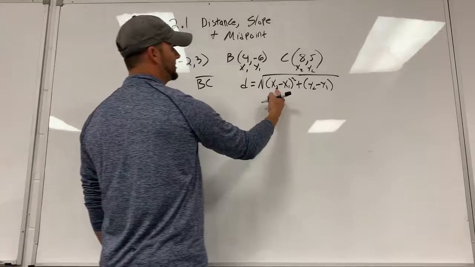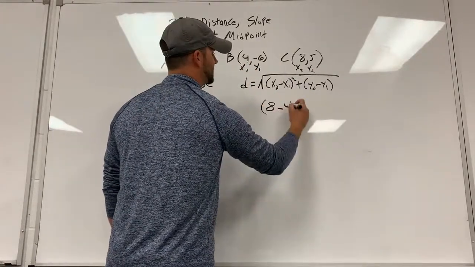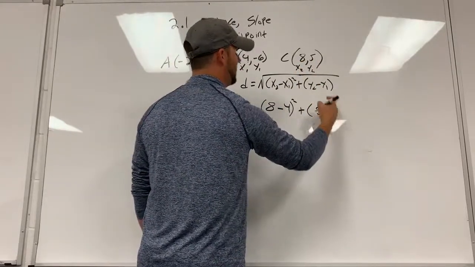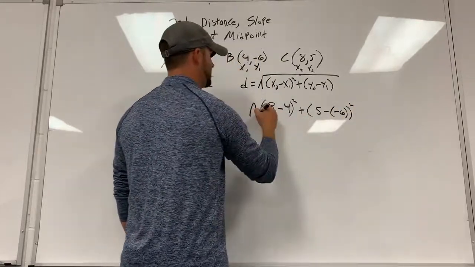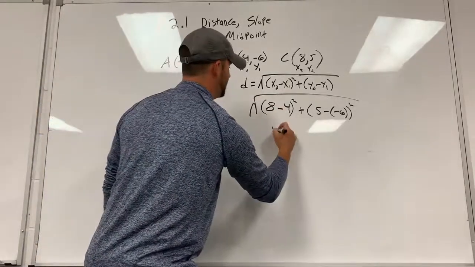So right now, x2 is going to be 8. x1 is going to be 4. So I'm going to subtract those and square it. y2 is going to be 5. y1 is going to be negative 6. And I'm going to square that. Then I take the square root of that whole thing. So let's go ahead and work it out. So 8 minus 4 is going to give you 4.